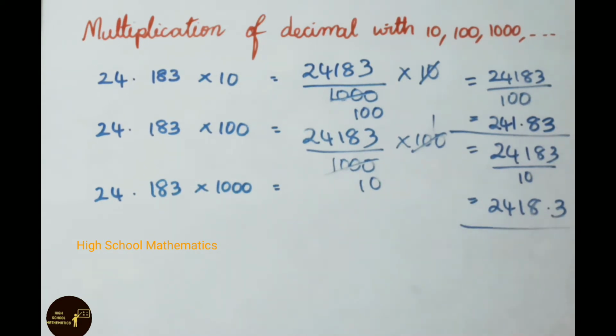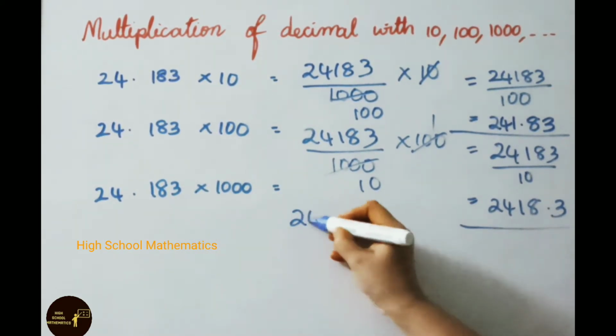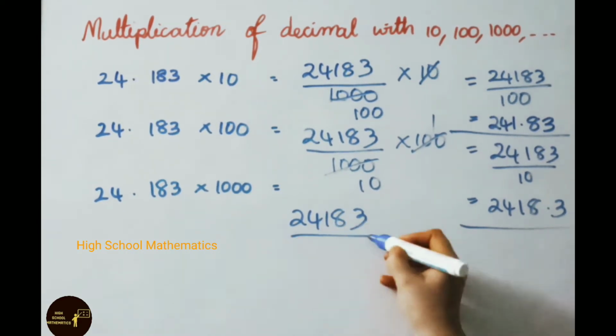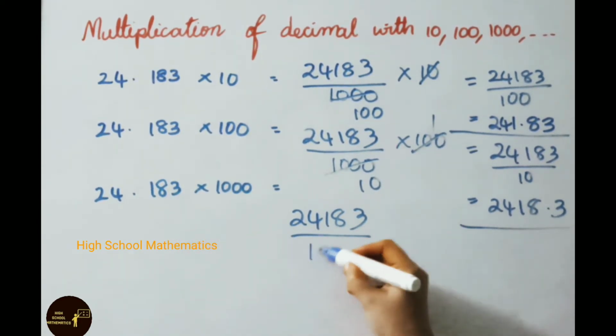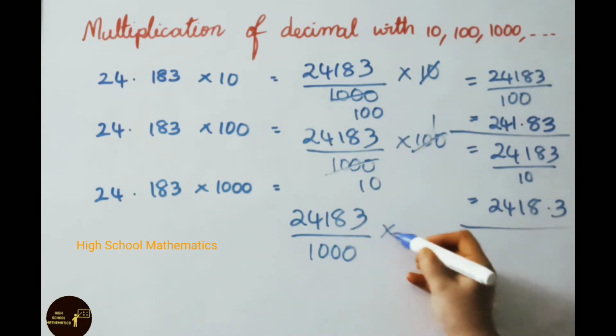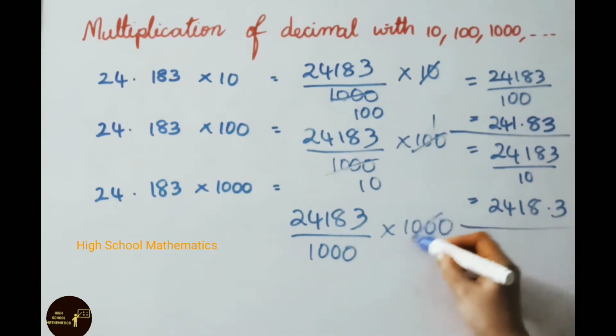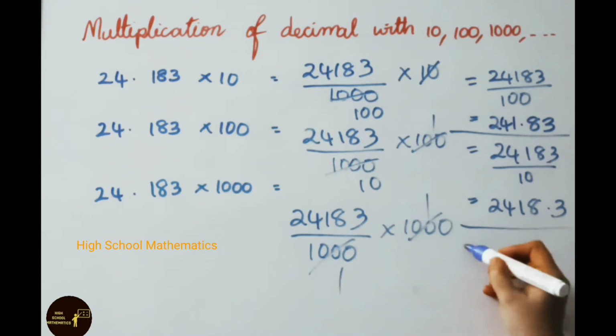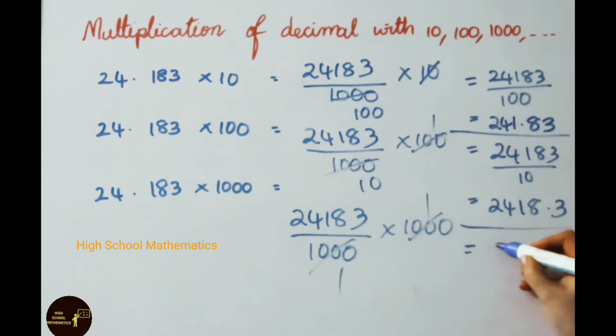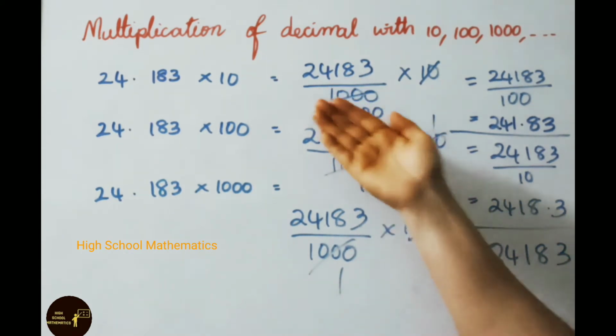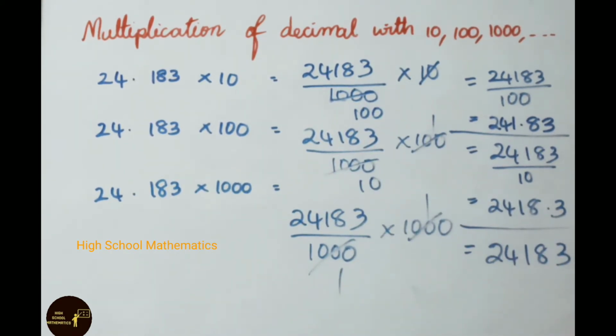See now next one. 24.183 multiplied by 1000. Write down numerator 24183 by decimal after 3 digits, that means denominator by 1000 into 1000. 1000 ones are 1000, 1000 ones are 1000. That equals to, so the answer is 24,183. So here in this example we have seen how to multiply a decimal number by 10, 100 and 1000. Let us see few more examples.